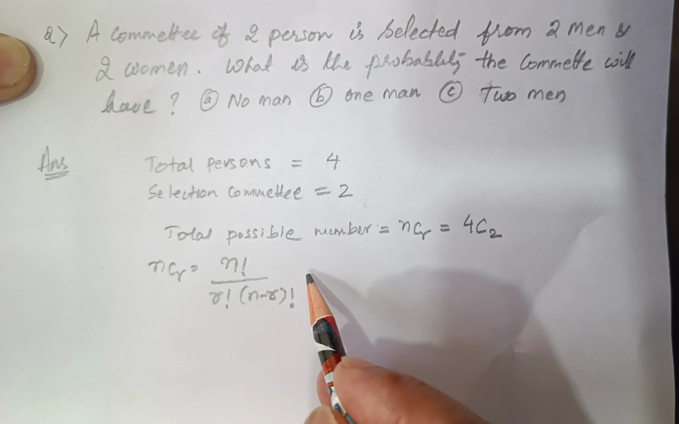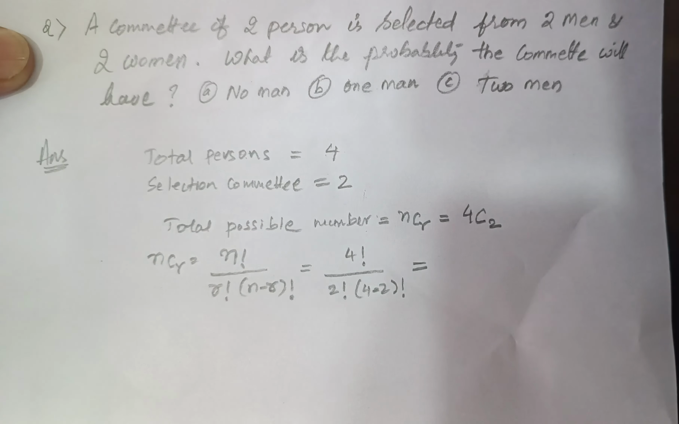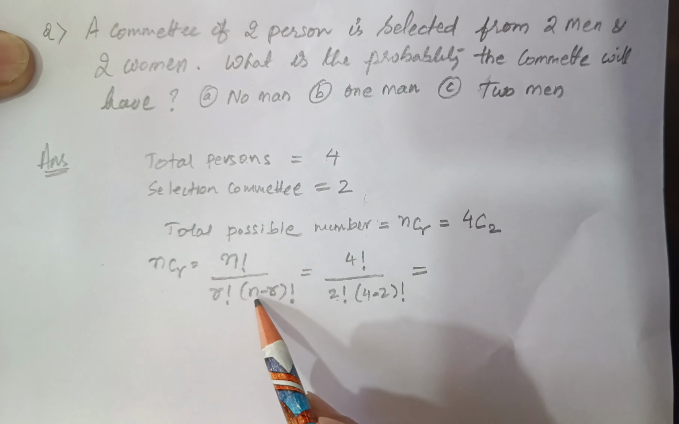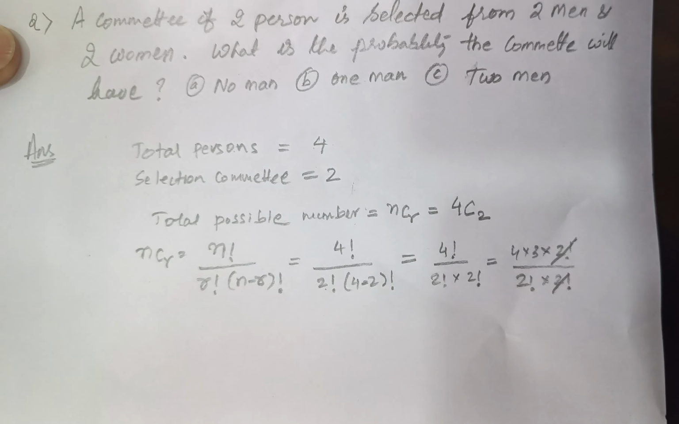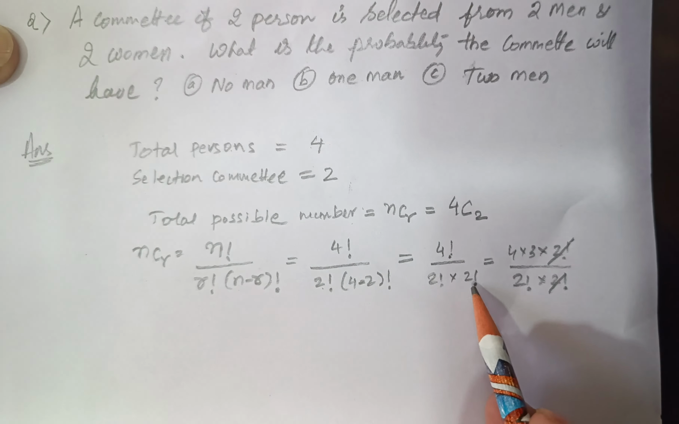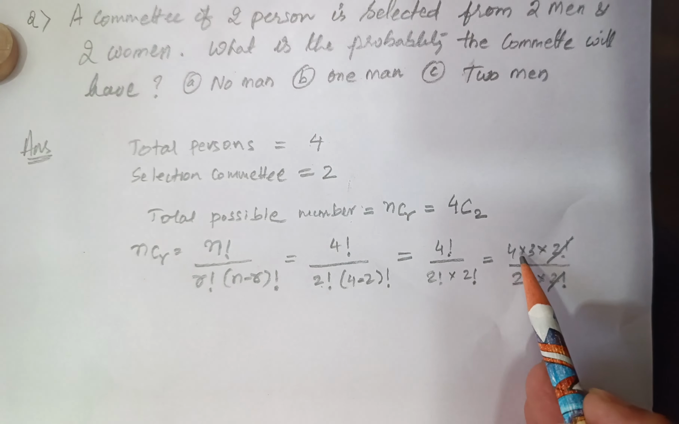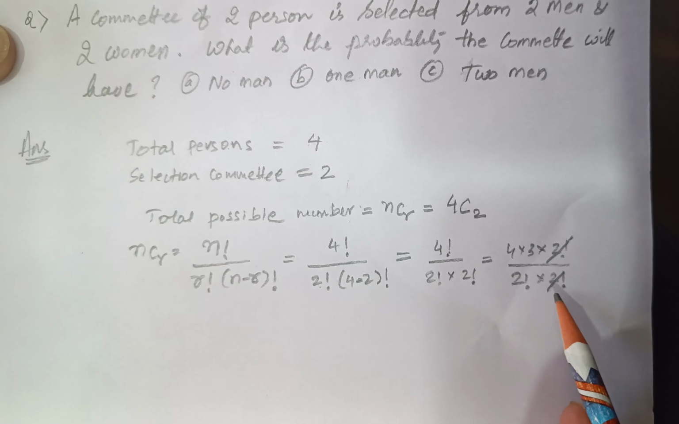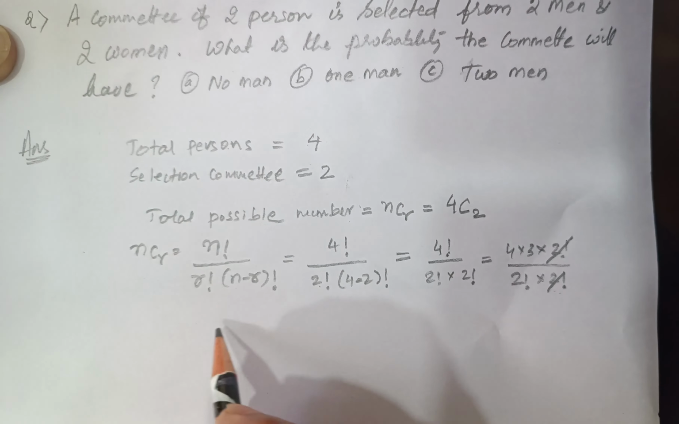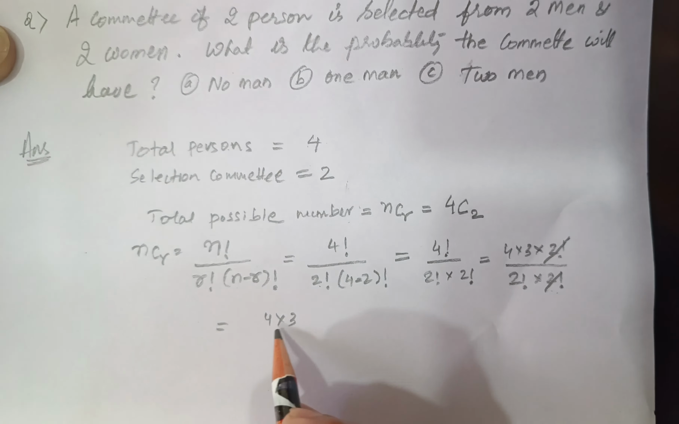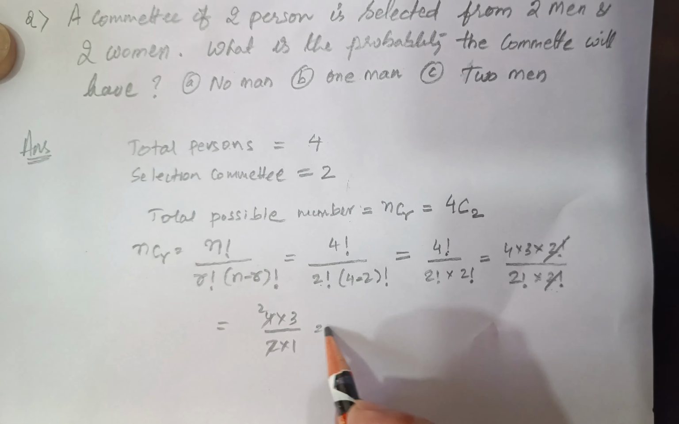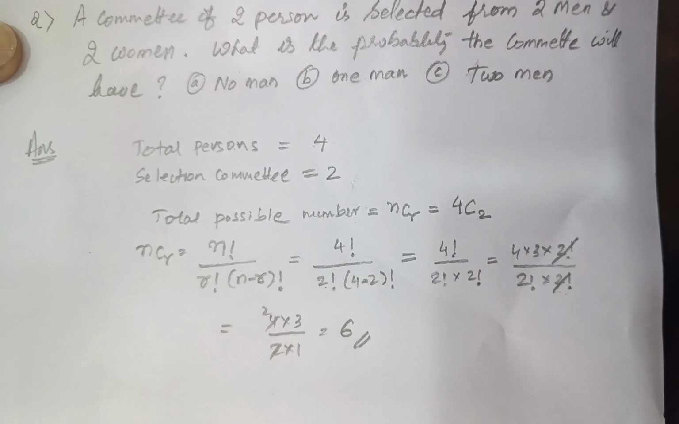Using this, if we simplify, we can write it as 4 factorial divided by 2 factorial into 4 minus 2 factorial. Further simplified, this is 4 factorial by 2 factorial into 2 factorial. So 4 factorial can be written as 4 into 3 into 2 factorial, divided by 2 factorial into 2 factorial. The 2 factorials get cancelled. That finally gives 4 into 3 divided by 2 into 1, so 12 divided by 2 is 6. So there are 6 possibilities in total.